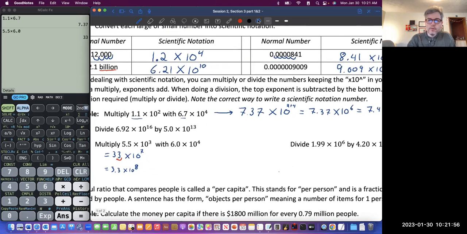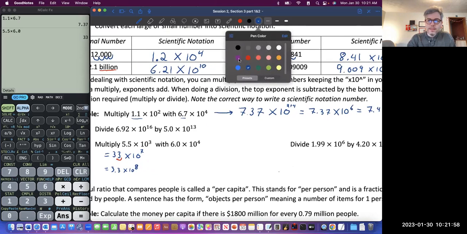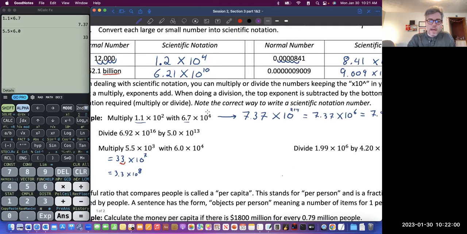Okay, if there's no questions, let's talk about dividing. How am I going to divide? Well, the short answer is it's pretty much the same, except you're dividing. When you're dealing with the exponents, you're just simply going to subtract instead of add. That's the only difference, okay?